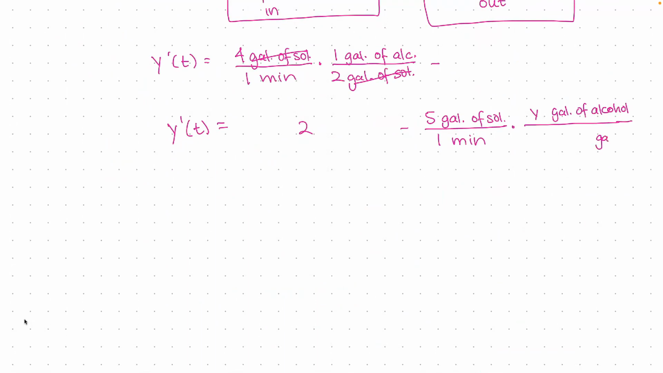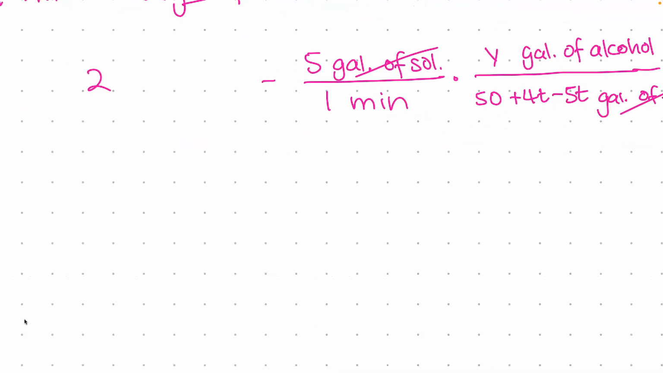We want gallons of solution at time t because we want the gallons of solution to cancel out. So don't think about alcohol. Think about how much solution. So we're starting off with 50, so we are going to take that starting amount. But every minute we add 4 gallons and remove 5 gallons. So yes, I can just make that 50 minus t.